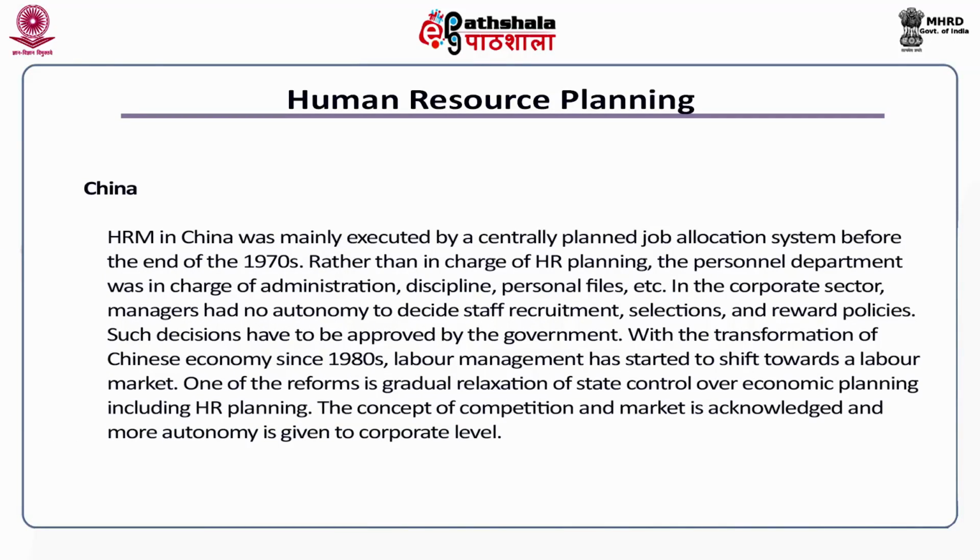Human resource planning in China was mainly executed by a centrally planned job allocation system before the end of 1970s. Rather than in charge of human resource planning, the personnel department was in charge of administration, discipline and personal files, etc. In the corporate sector, managers had no autonomy to decide staff recruitment, selections and reward policies. Such decisions had to be approved only by the government.